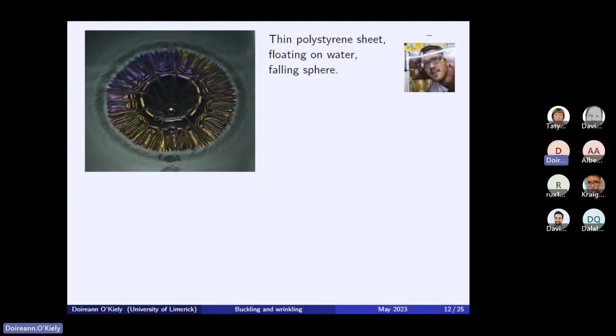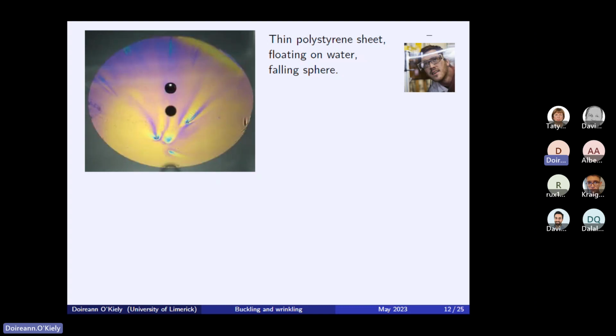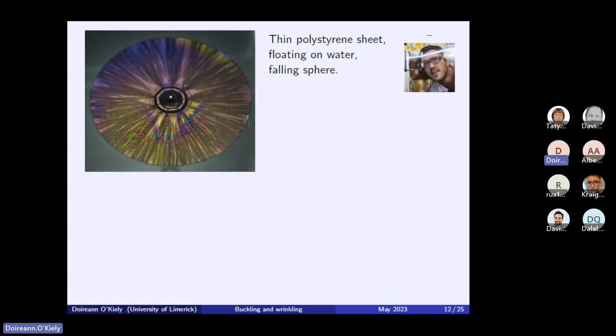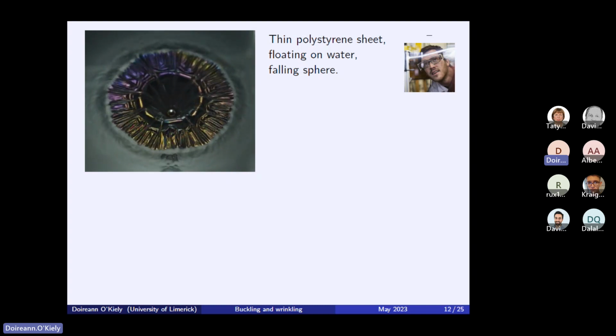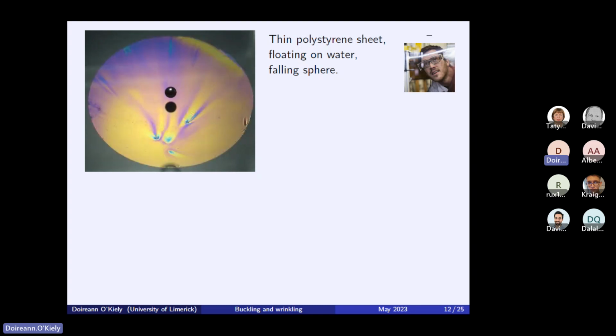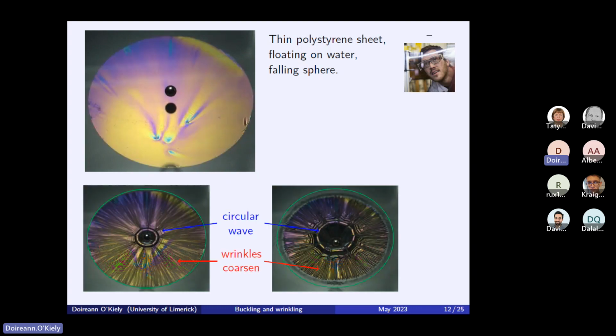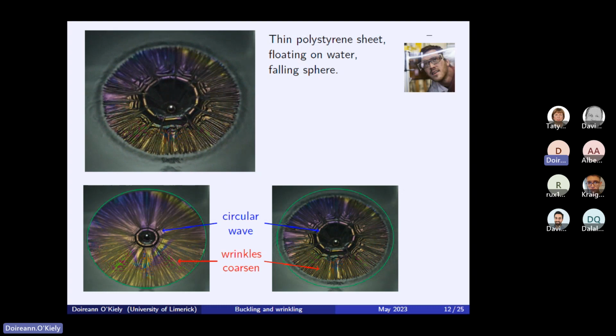So you see a much more complicated system than the ones in the previous slides. You actually see two things. You see a ring that propagates radially outwards, and then you also see the wrinkles. If you watch again in the next frame, the wrinkles don't just appear, they actually grow and coarsen as time goes on. They start off very, very fine, and then they grow.